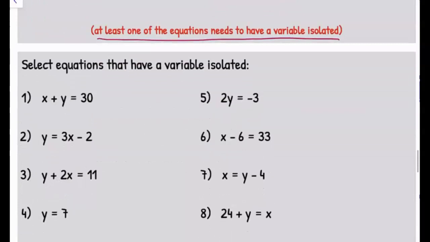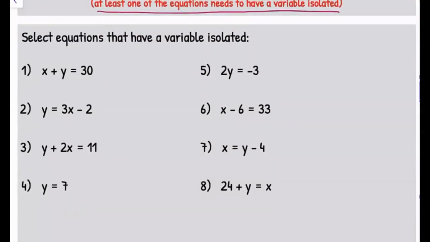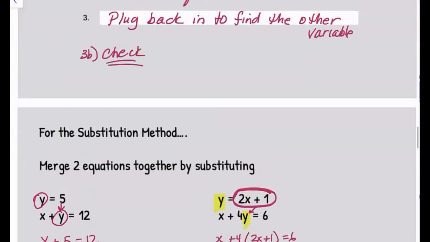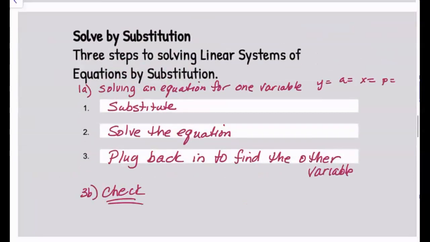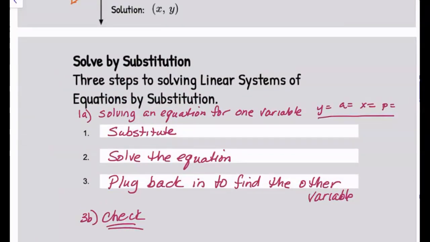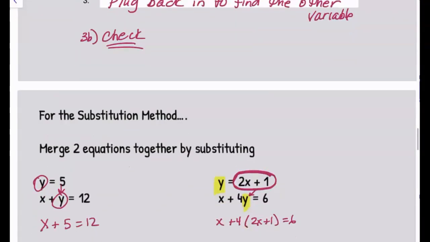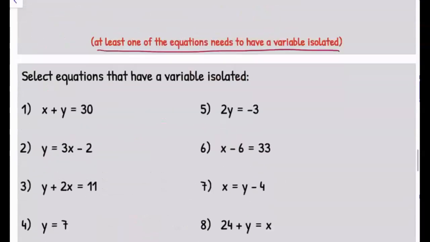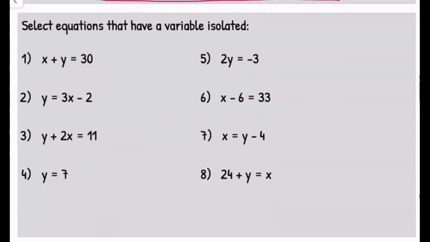And so what I wanted to do in this slide is to determine what a variable isolated looks like. So when I'm talking about that, I want to have, as I set up in the previous screen up here, it looks like this: a y equals, an a equals, an x equals, any letter equals. So it's having the letter, the variable, alone on one side of the equal sign. So when we look at number 1, these are x and y. They are alone. They have a 1, an invisible 1 in front of them, but they are together on one side. So this is no.